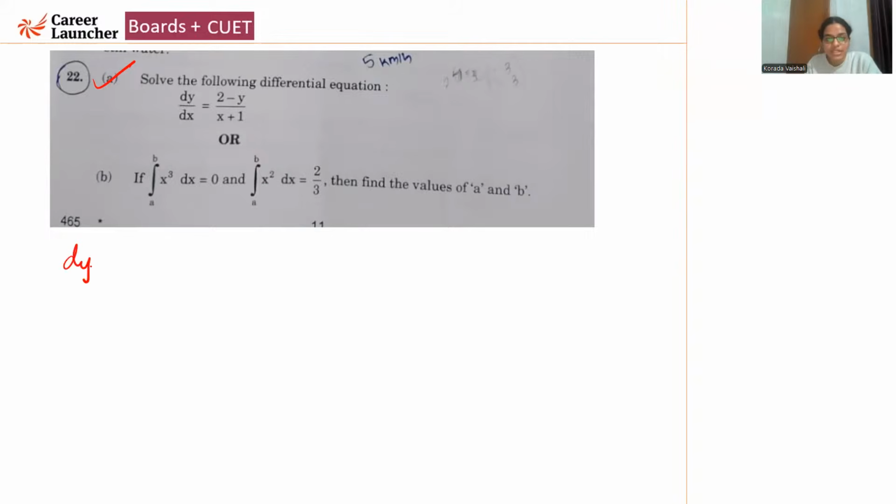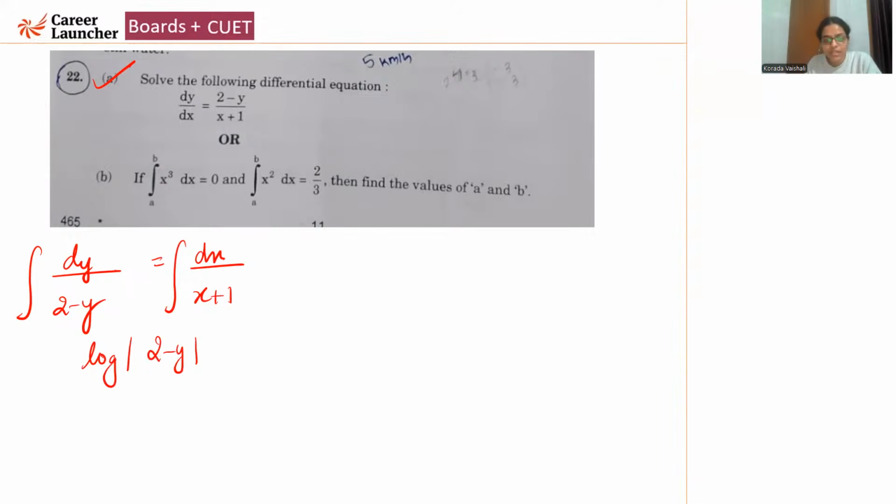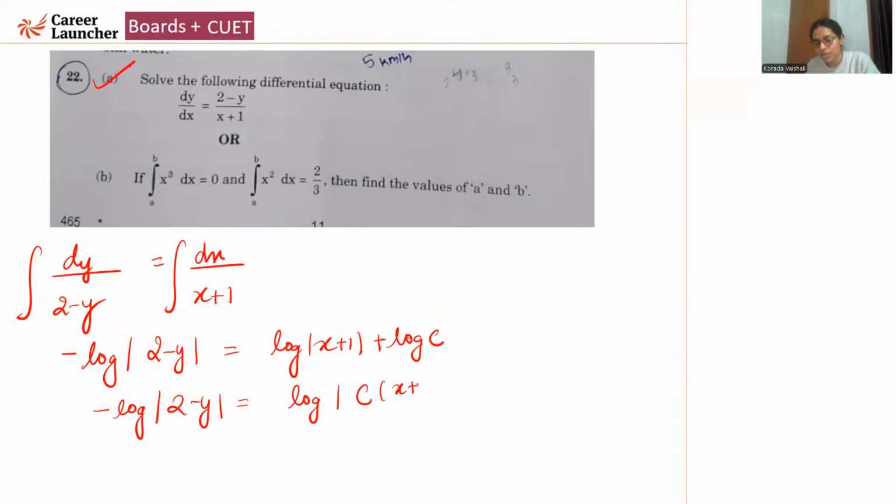So in this case, let's apply variable separable. So dy by 2 minus y is equal to dx divided by x plus 1. Integrate both sides. So this is going to be log of 2 minus y divided by -1 because the coefficient of y is -1. And this is equal to log of x plus 1 plus log of c, right? So now let us apply the property of log, जिसमें we basically combine these two values. So c into x plus 1 and then you can take this log over to the other side.